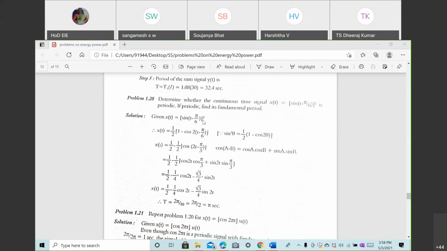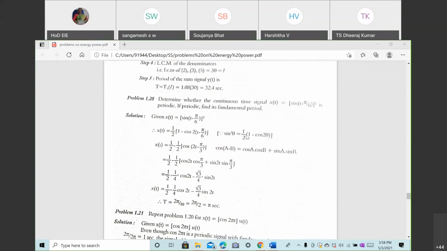We'll apply the trigonometric formula for sin squared of t minus pi by 6. That is sin squared theta equal to 1 by 2 of 1 minus cos 2 theta. So we get 1 by 2 minus 1 by 2 cos of 2t minus pi by 3, because 2 times pi by 6 gives pi by 3.